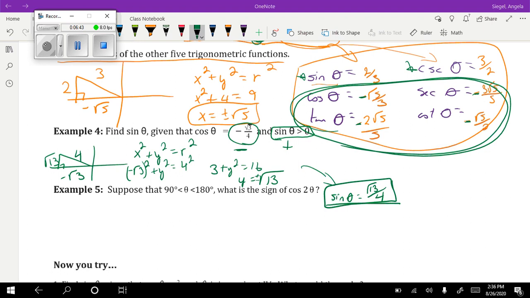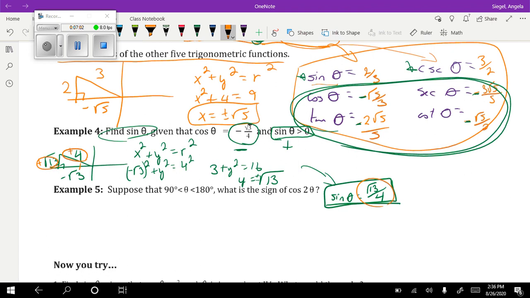Okay, this problem was just asking to find the sine instead of the 5 other trig functions. So I just did opposite over hypotenuse, and I got square root of 13 over 4. Notice how these are both positive, so my answer is positive.